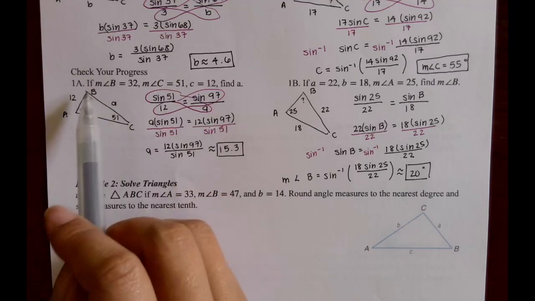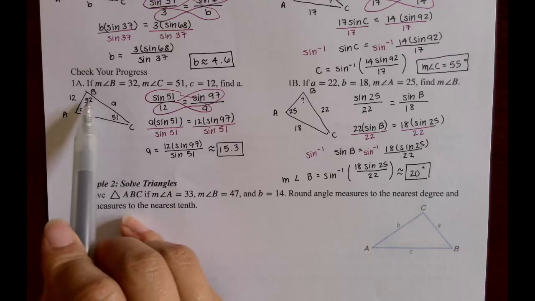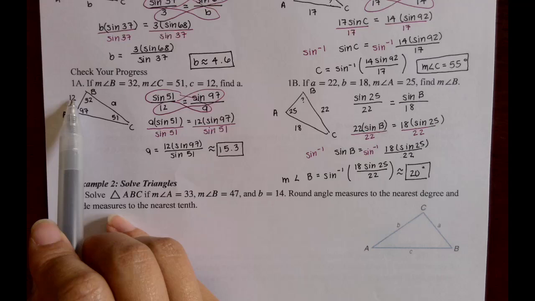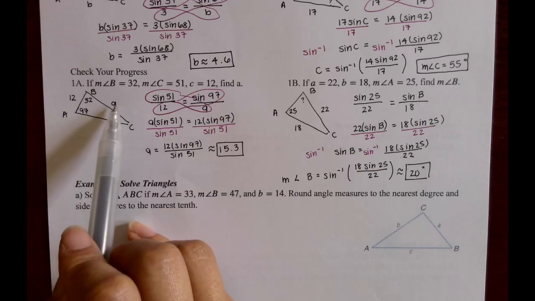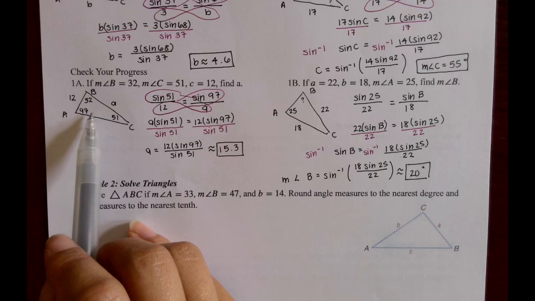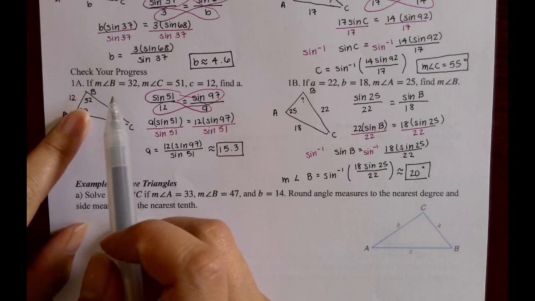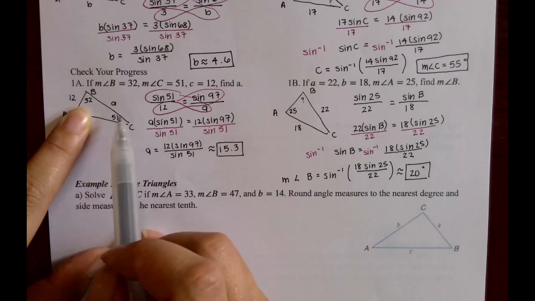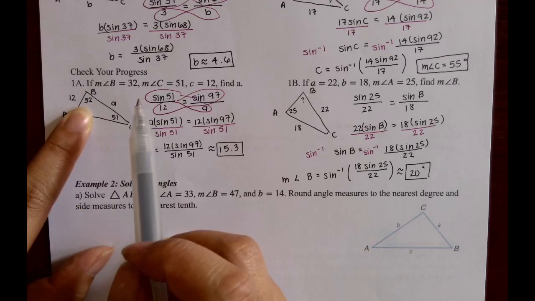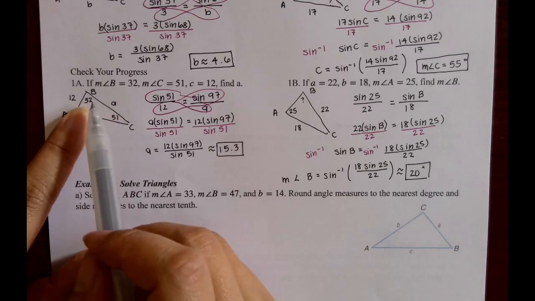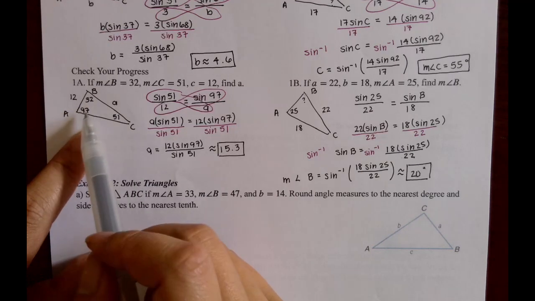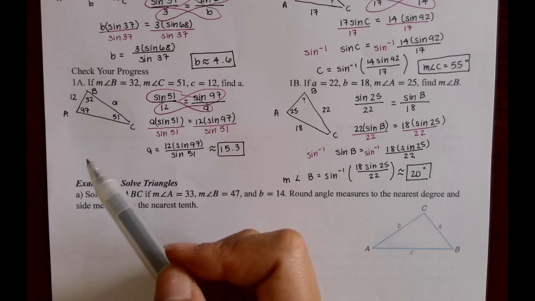Okay, so here I drew my triangle, filled in B with 32 degrees, C with 51 degrees, and side C with 12. Okay, I want to find A, so I need to at least know what the angle measure of A is here, right? So since it's a triangle, 32 plus 51 plus whatever A is should equal 180, right? So I just did 180 minus the 32 minus the 51, and I got 97. So angle A is 97.